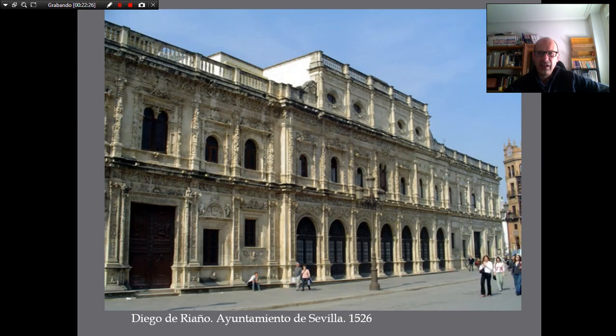This place in the city, and then we are going to finish today studying this building that probably you know, guys, because it's the Ayuntamiento de Sevilla. It's not the main facade, it's the back part of the Ayuntamiento. It's the part that we can see in Plaza de San Francisco. The architect is Diego de Riaño, 1526, and this is a plateresque work.